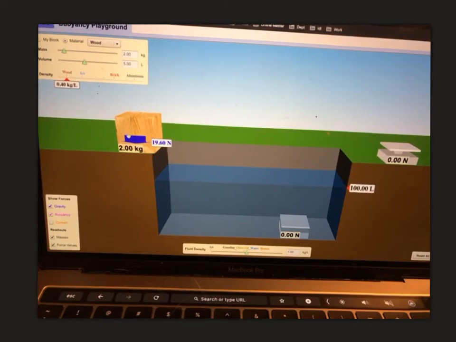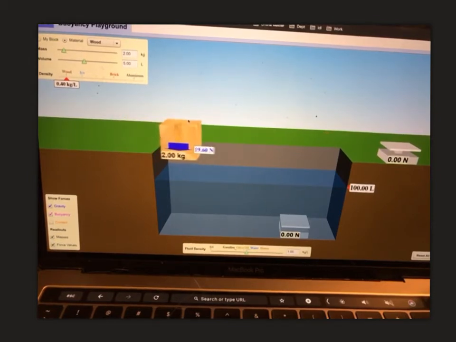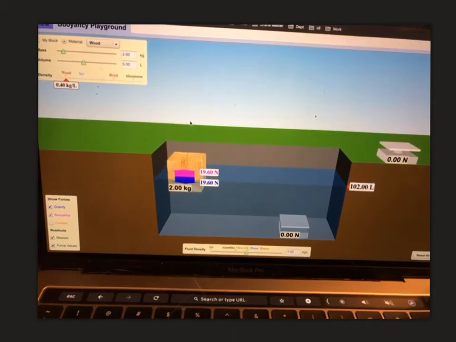Alright, so now we're going to discuss buoyancy a little bit further using a simulation. So the first thing I want you guys to notice is that there's 100 liters of fluid inside of our container. So I can take this block here and put it in, and notice that the volume has now increased to 102 liters. So in order to know how much of the block is submerged, I have to take the 102 liters and subtract off the water that's in the container, so that I would know that there is 2 liters of the block that is submerged.